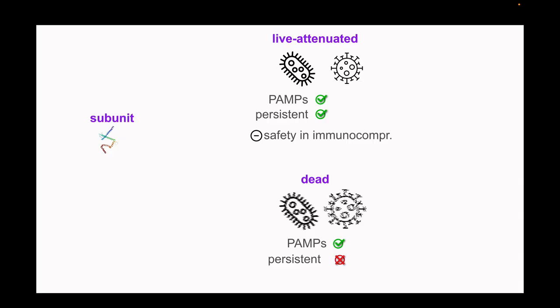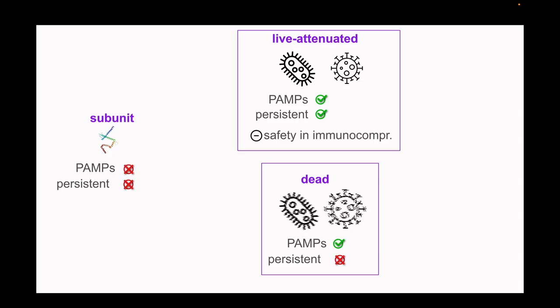Okay, let's go back to our subunit vaccine. And there we have neither the PAMPs nor the persistency. So how can those even work as vaccines? And the answer is adjuvants. So together with the vaccine, you give adjuvants. So the adjuvants then provide these PAMPs. You just inject them together with the subunit vaccine. They don't need to be physically linked, just at the same place. And therefore, the immune system encounters those vaccines in an environment that signals danger.